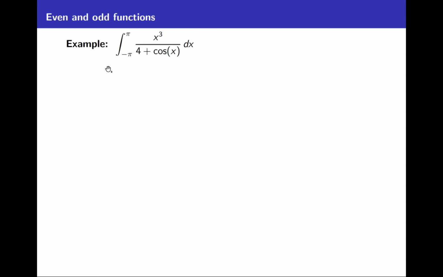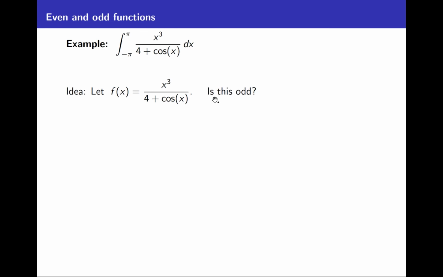Here's an example. Imagine on your final exam, you see the integral from negative pi to pi of x cubed over 4 plus cosine x dx. And you look at that and you try to simplify. You can't, it doesn't simplify. You try to use substitution. That doesn't work. You try to use an identity. It doesn't work. As a last recourse, you could look at that function in the integrand and ask yourself, is it odd? Let's let f of x be x cubed over 4 plus cosine x.